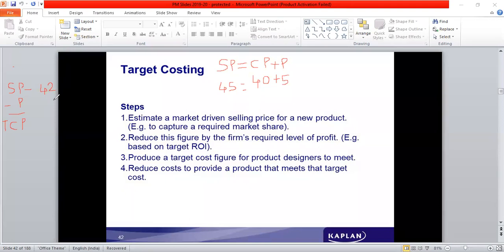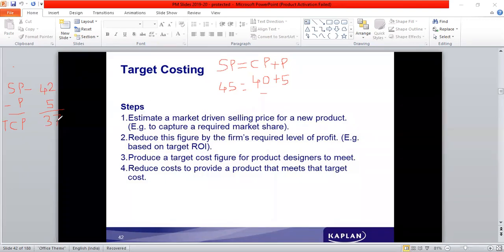So from this, if the 5 profit margin is deducted, the difference is 37. 37 should be their cost price. But as of now, how much are they incurring? They are incurring 40. So when they are incurring 40 and the target cost price now stands at 37, what do they have to do? They have to cut down their cost by $3. The difference between 40 and 37 is 3.